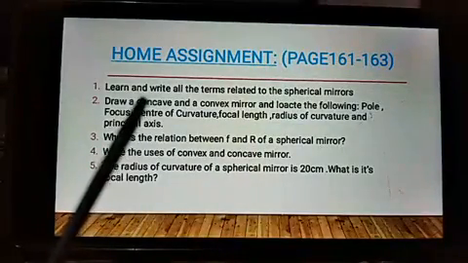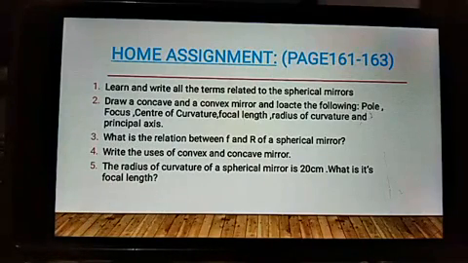Now, this was all about the concave and convex mirror. Next day, we will study about the reflection through spherical mirrors.